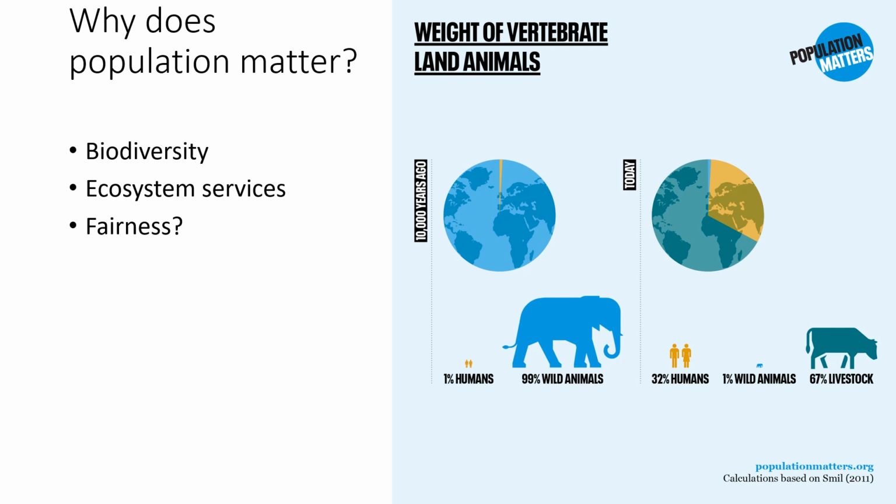So here you see about 10,000 years ago, 99% of the biomass was from wild animals, of the animal biomass, I should say, and only 1% by humans. Today, the relation is very different. 32% of the total biomass of animals is from us, humans. 67%, more than double that, is our livestock. And we leave for the wild animals just 1%.